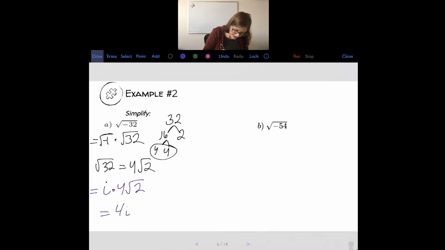So this is 4i square root of 2. Okay, and really writing it as 4i square root of 2 is for order. That's the way that you'll typically see these in any problems or typed out as well. Okay. So part B, similar idea.